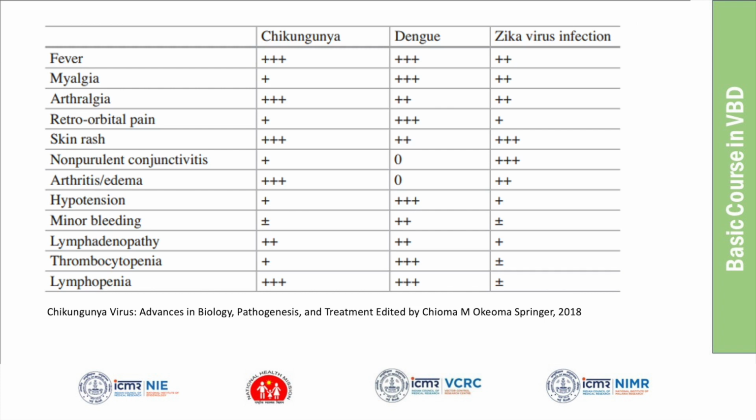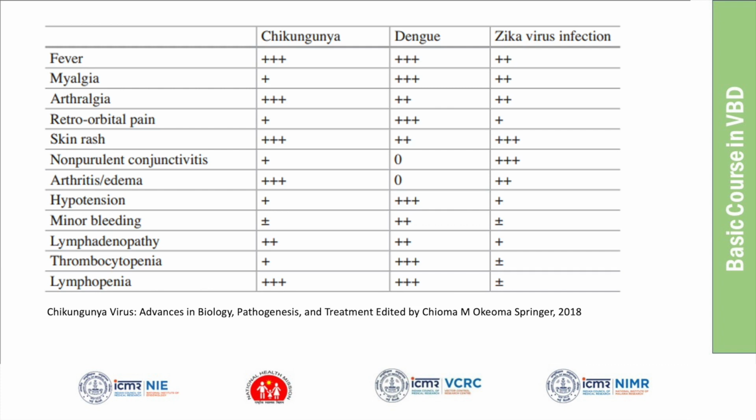The 3+ is in dengue. Orbital pain is much more in dengue. Arthralgia means joint pain. Where you see the 3+, that is highest in chikungunya. In chikungunya, joint pain is very severe compared to dengue and Zika.